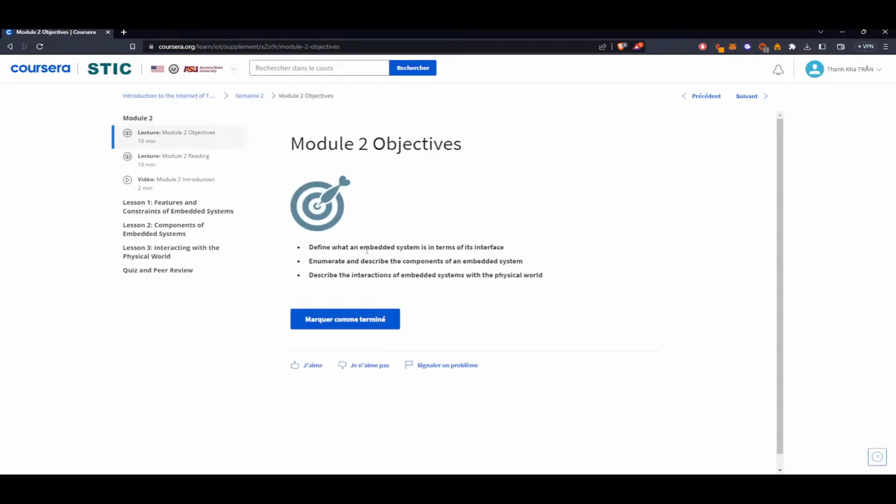Define what an embedded system is in terms of its interface, memory, and more. Enumerate and frame the components of an embedded system. Describe the interaction of an embedded system with the physical world.